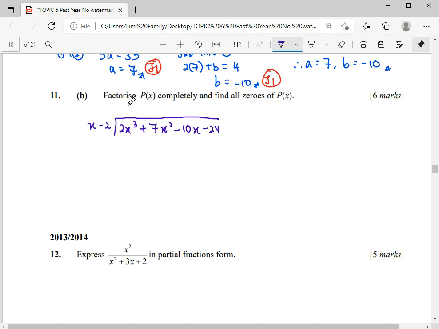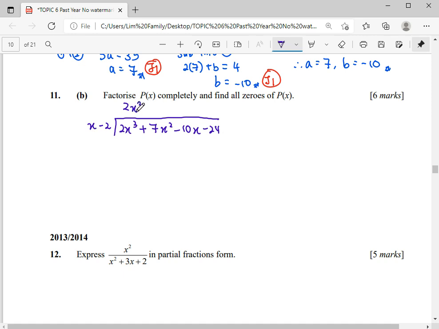We have to find the multiplier here, which when we multiply with this x, we can cancel the first term here, 2x cubed. So what is the value we need here? We can do the division. 2 divided by 1, we need a value of 2. x cubed divided by x, we need a value of x squared.